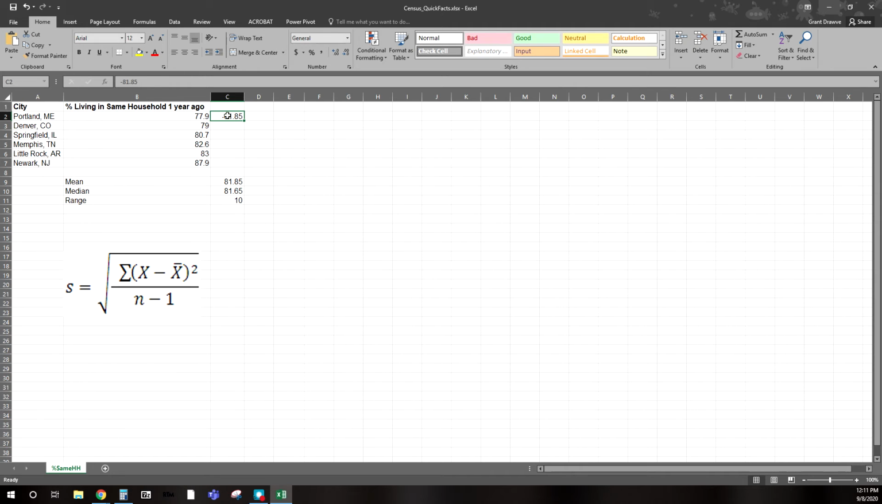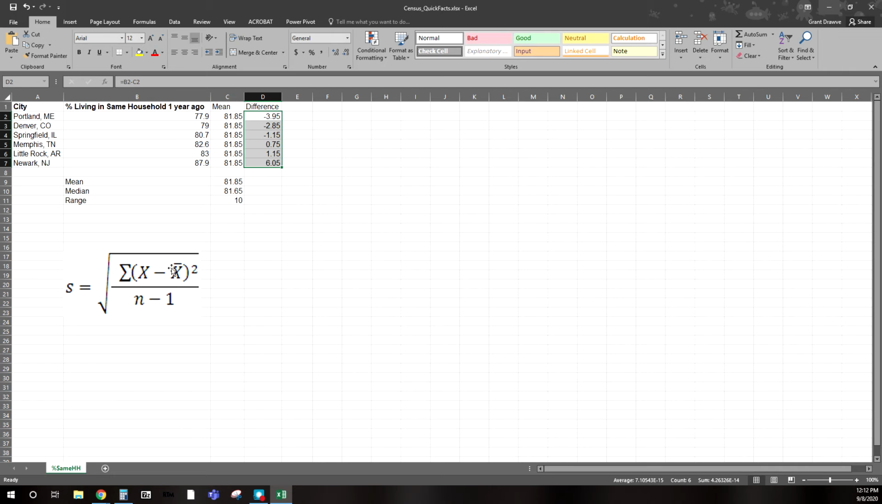Oops, I did not need the negative sign there. And I'm just going to copy those values down. So here we have our mean. This is going to be our difference now. So if I take 77.9, subtract 81.85, hit enter, we now get the difference between those two values. Again, going to take that same formula, pull it down.